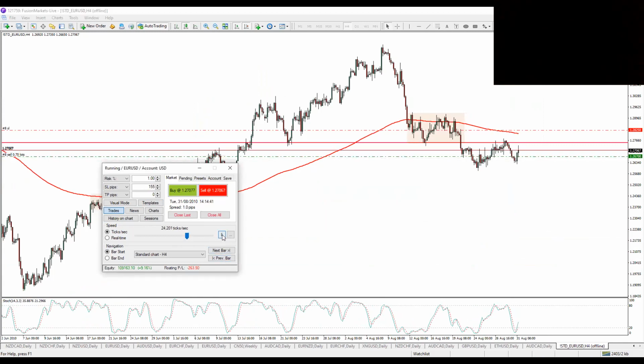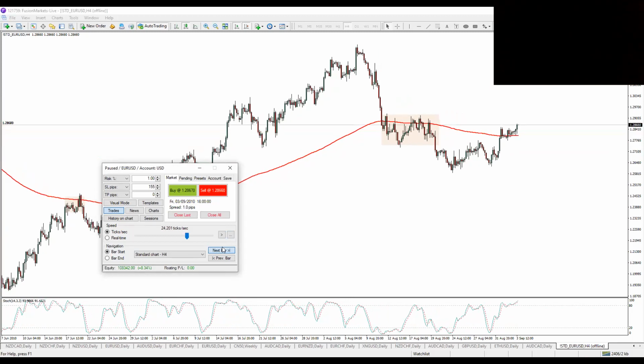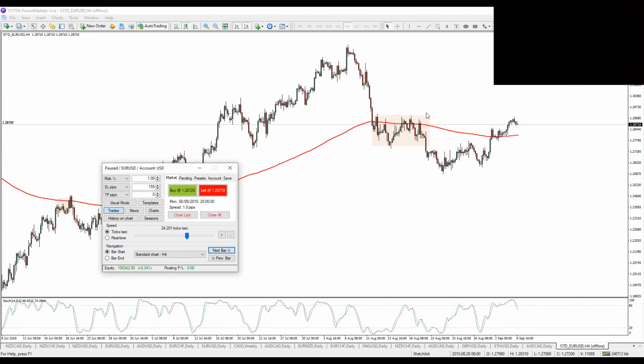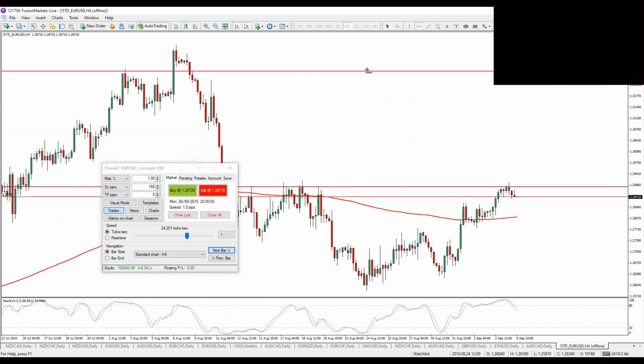Get a little quicker. Probably going to get stopped out. There we go. Stopped out on that one. We're still up 8.34%. All right, so carry on. Let's see what happens here. Now, right now, we need to break this high in order to at least get back up into here.